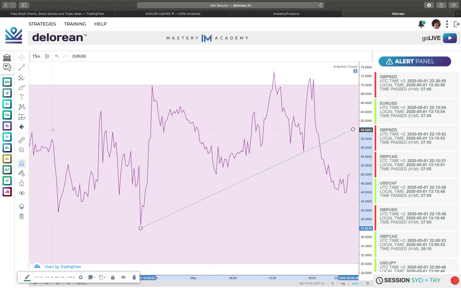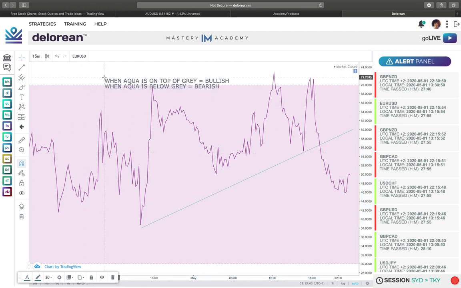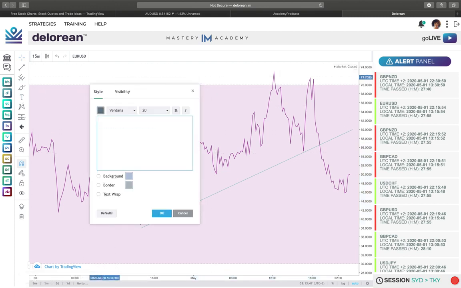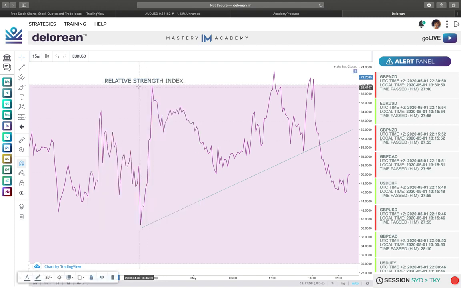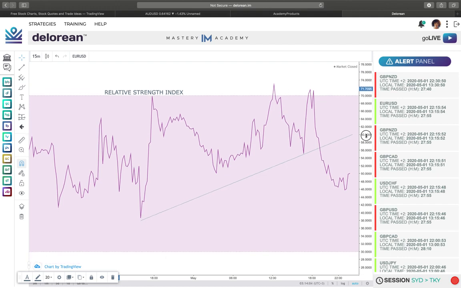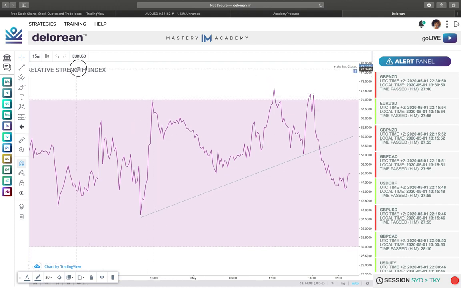So the RSI, first thing before we get into it, let's explain what that is. That stands for relative strength index. Really you just got to think about the words relative strength. Relatively speaking, how strong is something? And so here's the beginning of all of this.